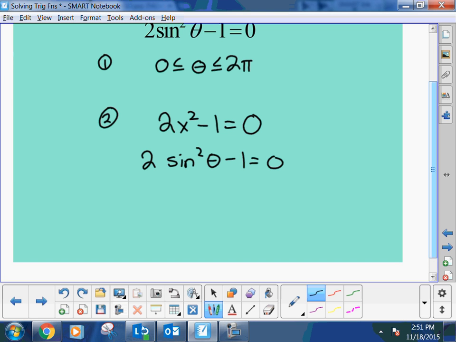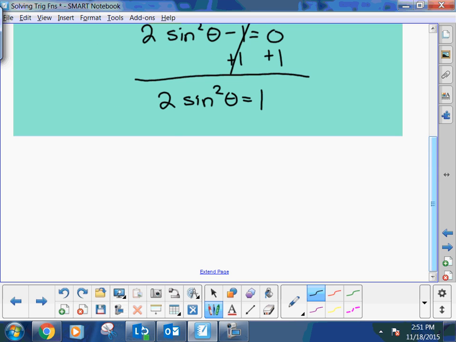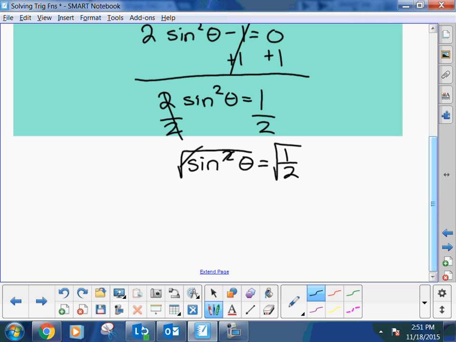So when we implement trig, it's all the exact same steps. First thing, we're going to add 1 to both sides. That cancels this out, and we're left with 2 sine squared theta is equal to 1. After that, we're going to divide by 2 on both sides, so it becomes sine squared theta equal to 1/2. And then after that, we're going to take the square root. Now remember, when we take the square root, we have to keep in mind the important fact that we had before, plus or minus. We have to keep that plus or minus present when we work with these.